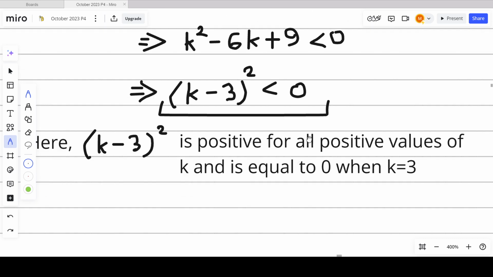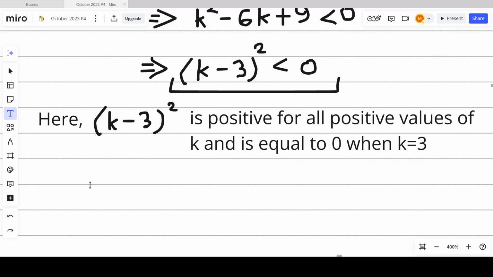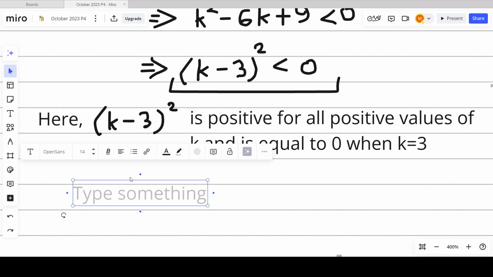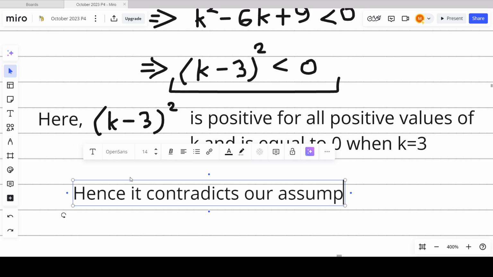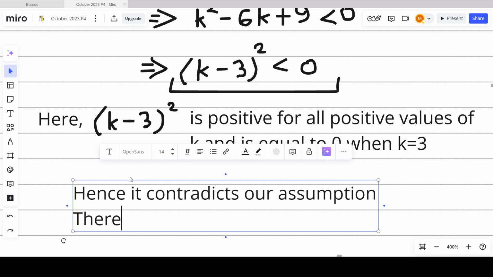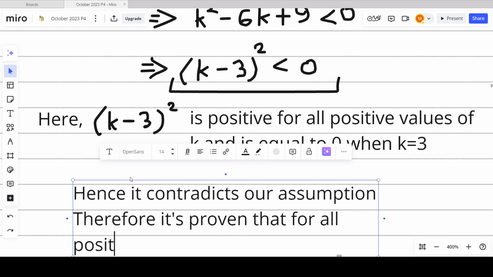Hence it contradicts our assumption. Therefore it's proven that for all positive values of k, now just write the inequality that they wanted.